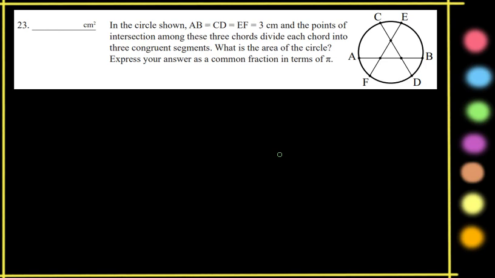So this is a geometry problem. It says in the circle shown, AB is equal to CD is equal to EF, which is equal to 3. So all three of these lines that are passing through this circle have a length of 3. And it says the points of intersection among these three chords divide each chord into 3 congruent segments. Okay, well, if they're length 3 and they're cut into 3 equal spots, that means all these little lengths are 1, 1, 1, 1, 1. All these things, they're all 1.